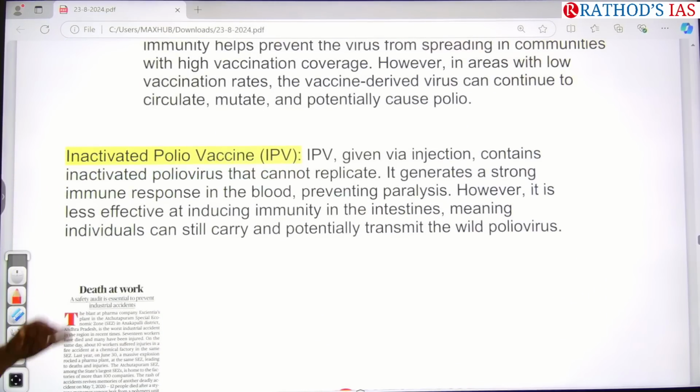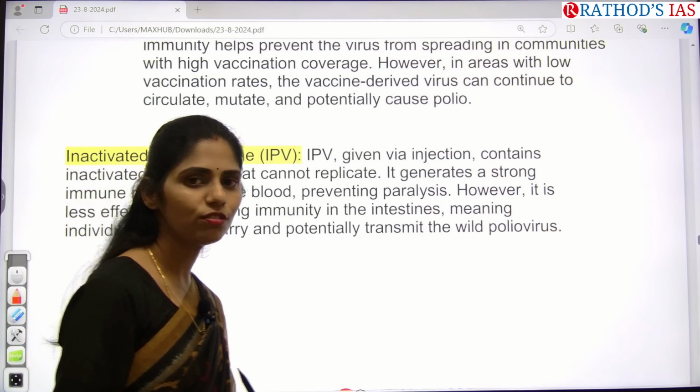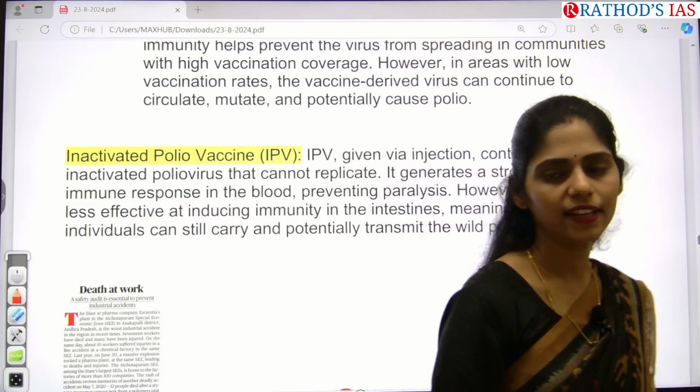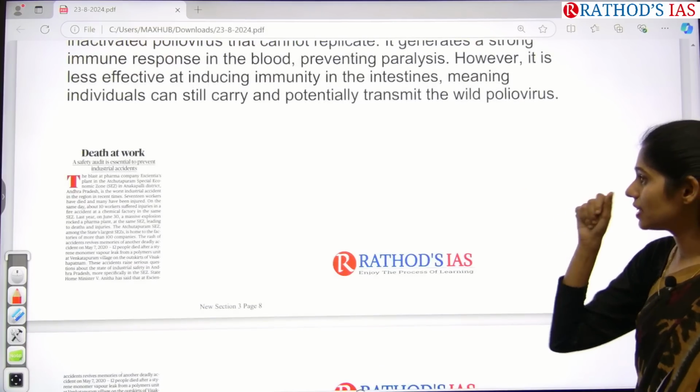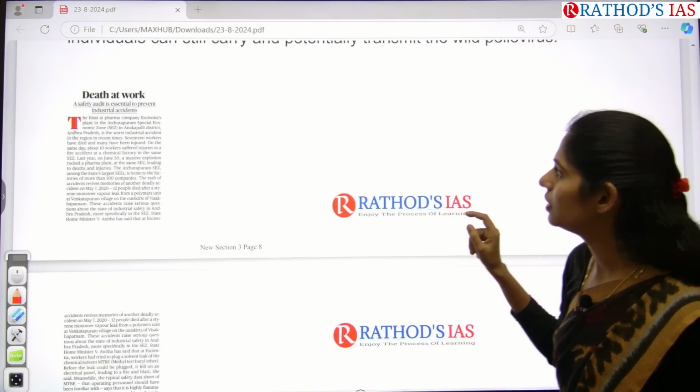And the inactivated polio vaccine is given via injection. It contains inactivated polio virus, so that it cannot replicate. So there is no chance of getting the disease if you are taking this inactivated polio vaccine. But the efficiency is less compared to that of oral polio vaccine. Clear? Okay, let us see the next article, death at work.